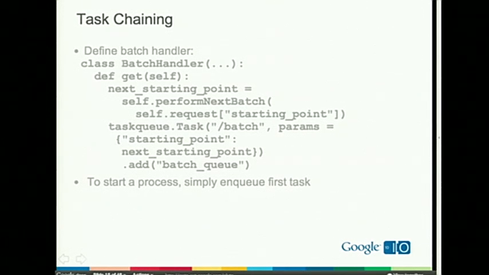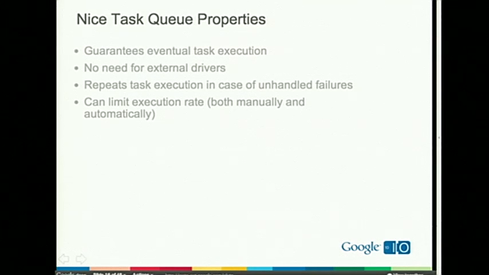And people have been successfully using it, and there are lots of libraries for doing that kind of stuff. Task queue is really, really nice for doing that kind of work. First of all, it guarantees eventual task execution. No matter what happens, be it timeouts, problems, scheduled maintenance, unscheduled maintenance, whatever happens, task queue guarantees that your task will be executed. You do not need any kind of external drivers. You can fire your task and go home, close your computer lid, and sleep well.